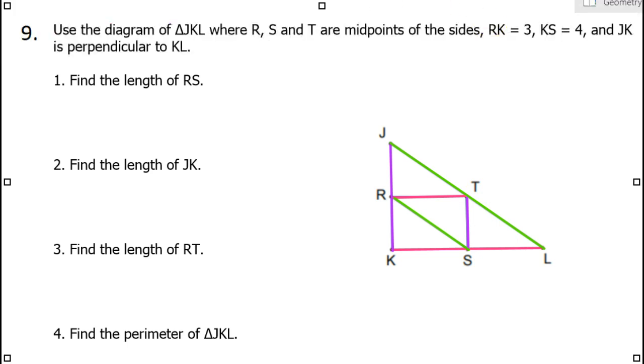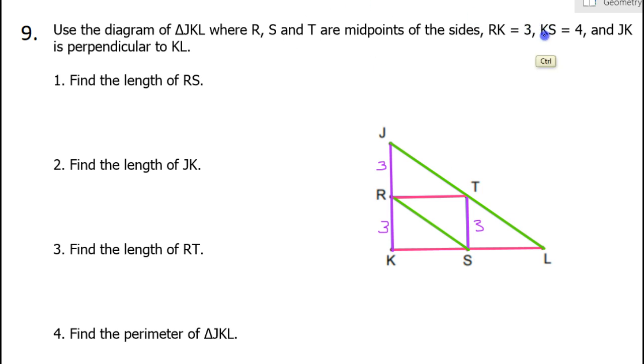So let's see. We're told that RK is 3. Here's RK right here. It is 3. But R is a midpoint, so that means the other side over here is 3. So the total is 6. So this TS, the midsegment, should be half of this, which again will be 3. So 3, 3, 3. Get used to that.